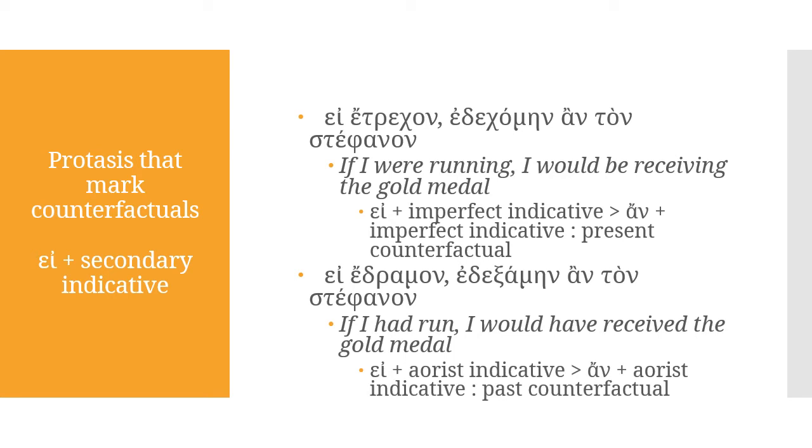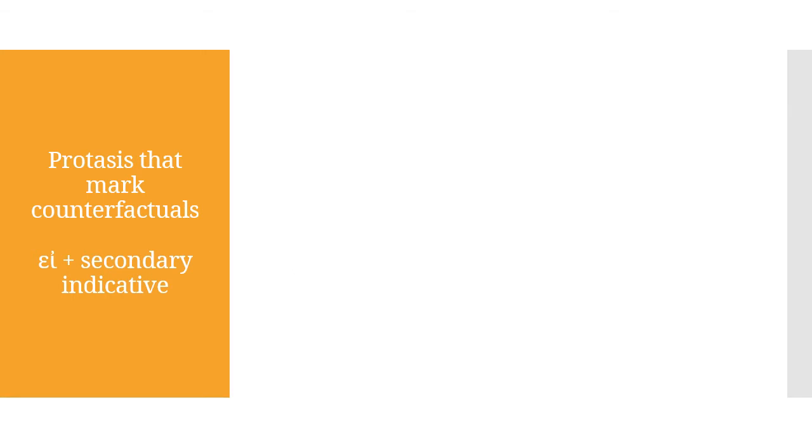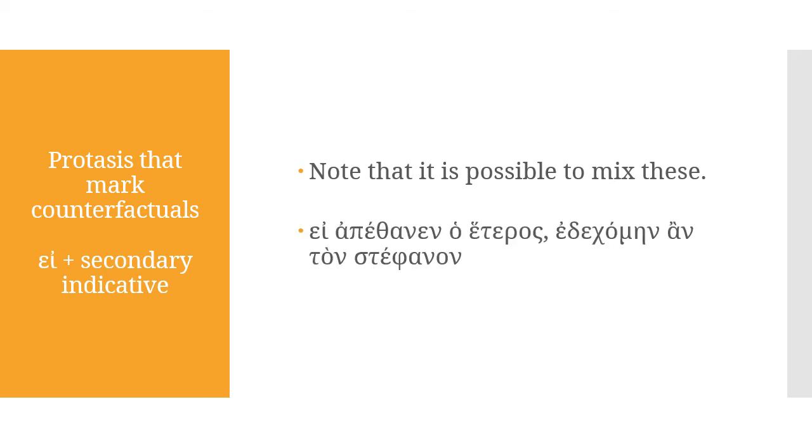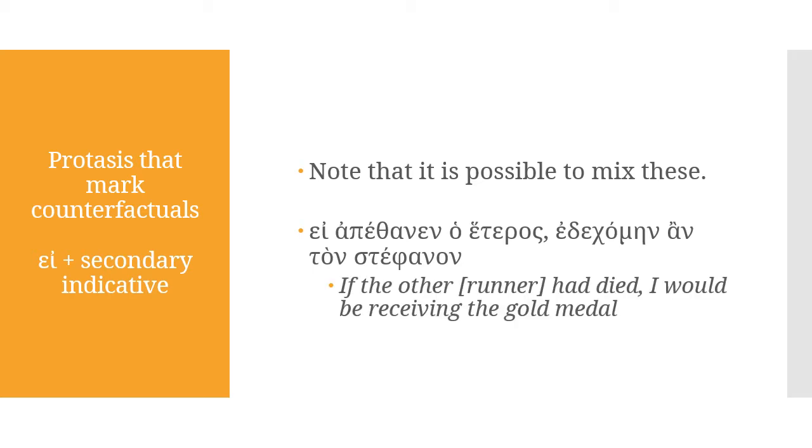Ei with an aorist indicative, and then an with an aorist indicative: past counterfactual. Note that it is also possible to mix these combinations. Ei apethanen ho heteros, edechomen an ton stephanon. So aorist apethanen, edechomen imperfect. If the other runner had died, I would be receiving the gold medal now. Because the condition is past referring but the consequent is present, you can find this combination.